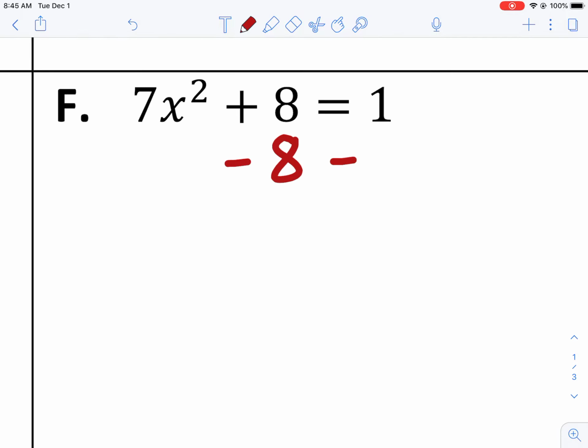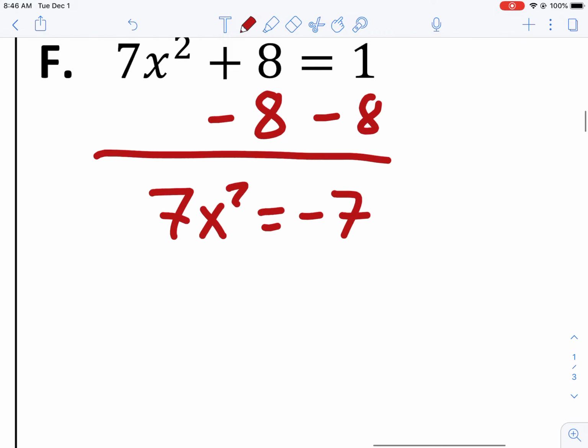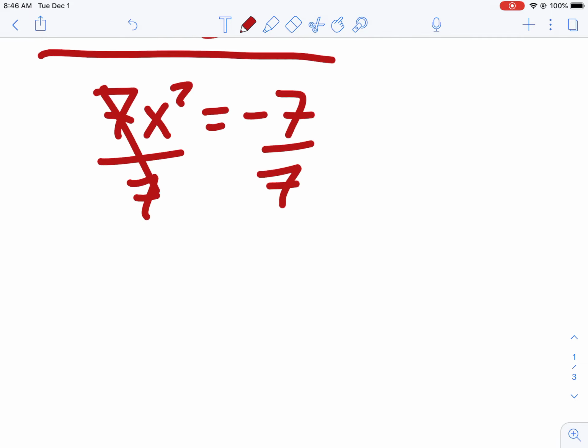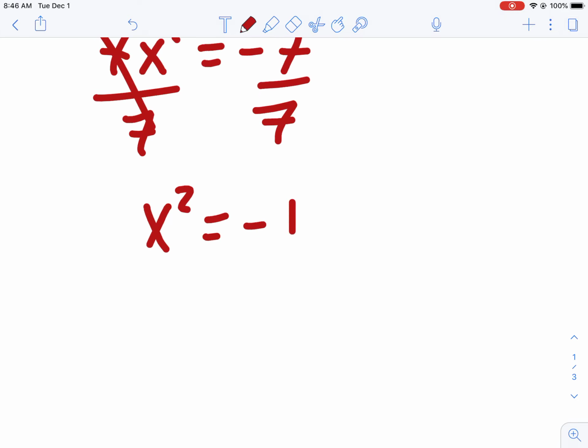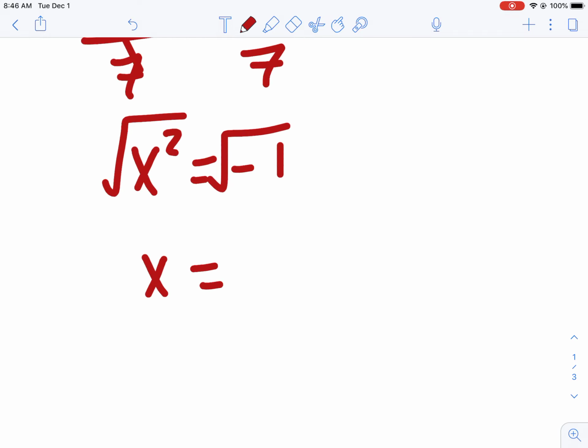So minus 8 on both sides, trying to get that x squared by itself. 7 equals negative 7. Divide by 7. We get x squared equals negative 1. Take the square root of both sides. We get x equals... Now, what is the square root of negative 1? Remember, the square root of negative 1 is i, right? So this is just plus or minus i.